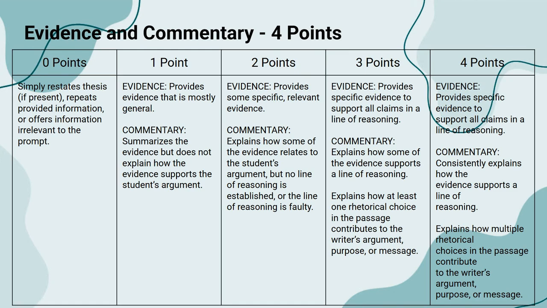And for commentary, it explains how some of the evidence relates to the student's argument, but no line of reasoning is established or the line of reasoning is faulty. So this very much means you're giving evidence, it's good evidence. However, it's not relating back to your thesis. It's not establishing this line of reasoning. It's not benefiting your essay as much as it could be. And that's just why you get a 2.